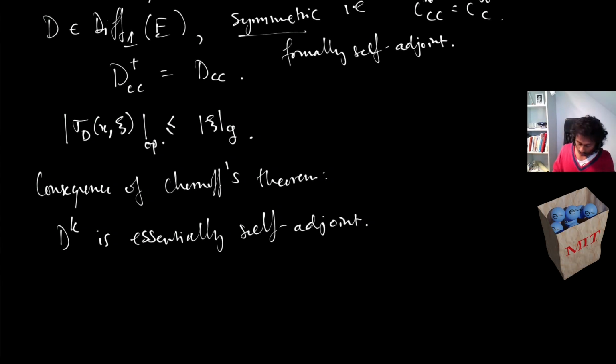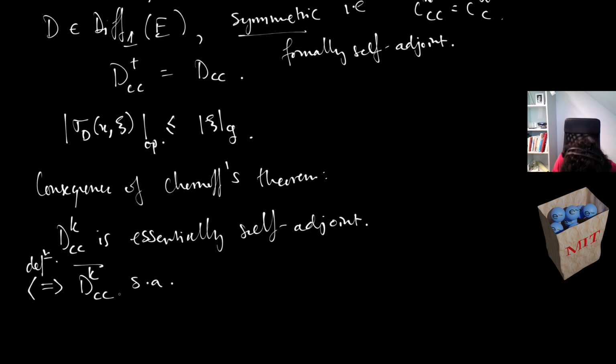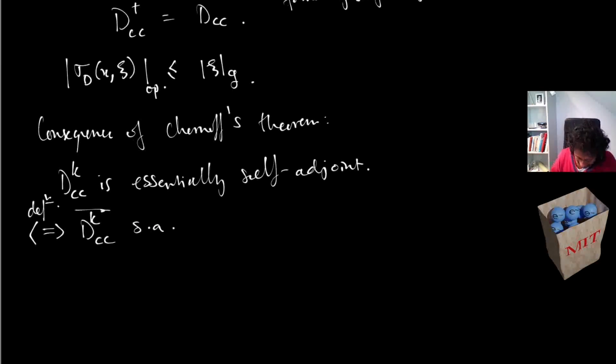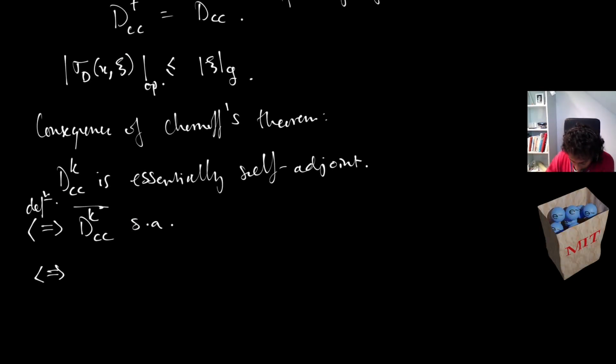Okay, so this is also something you will encounter when you read some geometric literature. Essentially self-adjoint is actually the same thing as saying that the closure of the operator is self-adjoint. Right? So it's equivalently that. That's really the definition of it. So in our language, what does that mean? In our language, we have DCC of K is a differential operator of order K now.